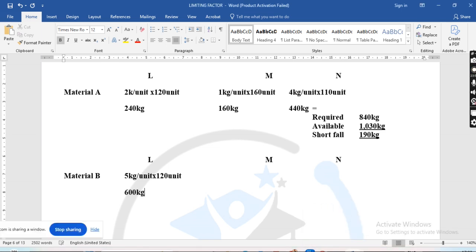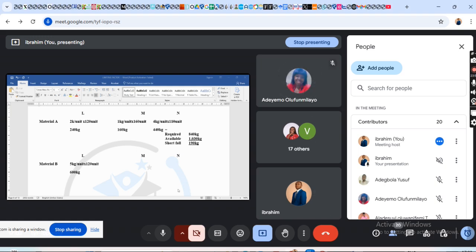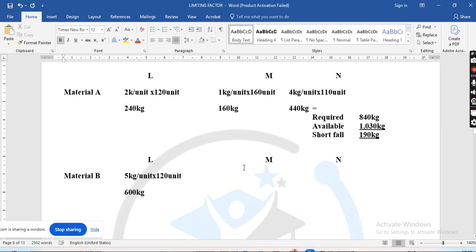Please mute your mic. 600 kg, right? Yes, sir. So next, how many kg will it take them to produce 1 unit? 3 kg times 160. That's 480.